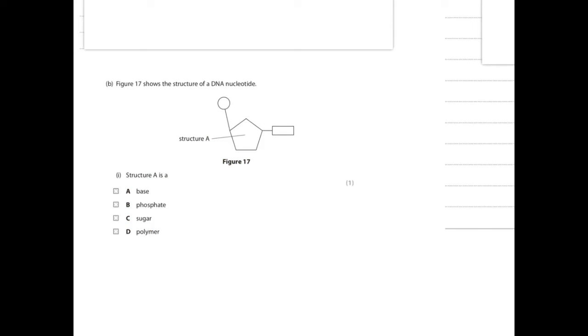Here we have a structure of a DNA nucleotide. So this part makes up the sugar phosphate backbone, the sugar and the phosphate, and this is the base here: adenine, thymine, cytosine, guanine. It could be any one of those 4. Structure A is a sugar. So this is the sugar, this is the phosphate, and this is the base.